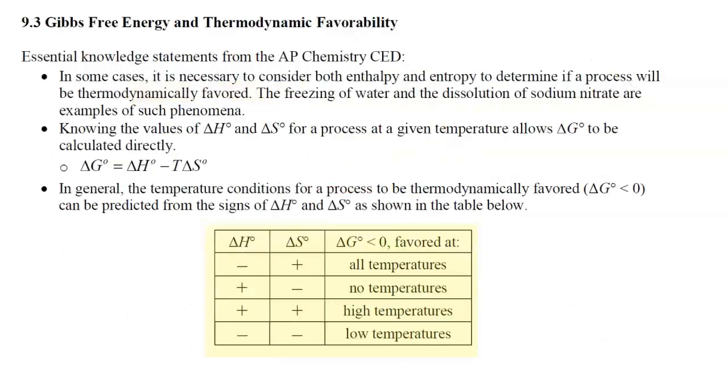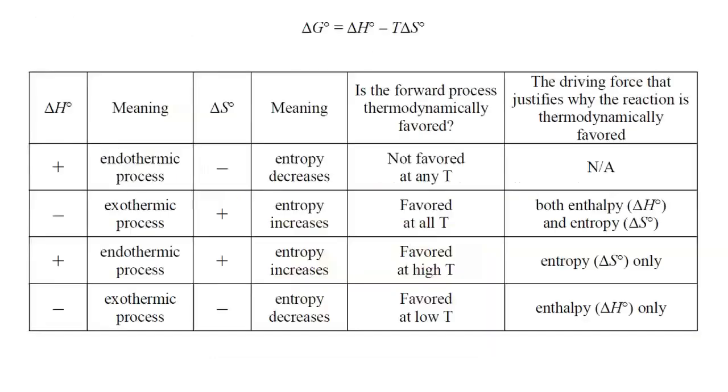Now, earlier in this video, when I was introducing topic 9.3, Gibbs free energy and thermodynamic favorability, I had mentioned this table in which there are 4 different situations, depending on if the sign of delta H is positive or negative, and whether the sign of delta S is positive or negative. So there's 4 different situations. Let's take a look at the details of each of these 4 situations.